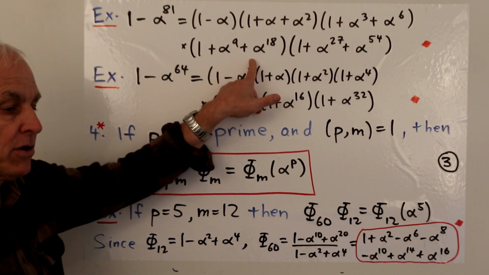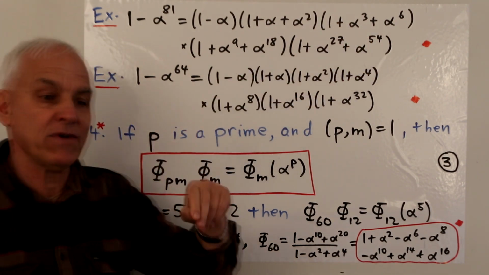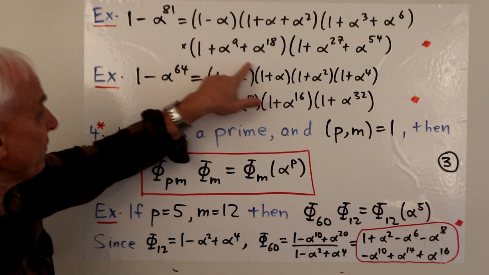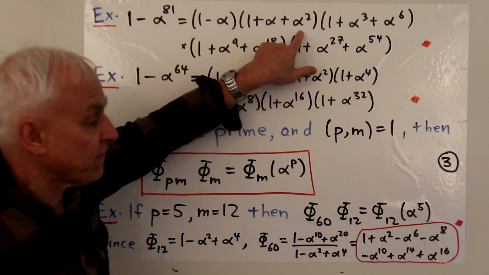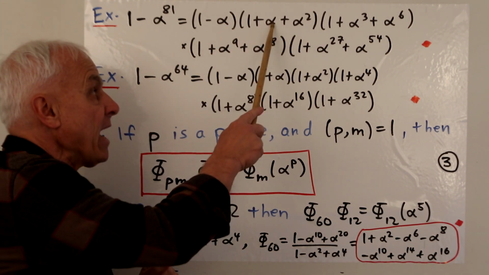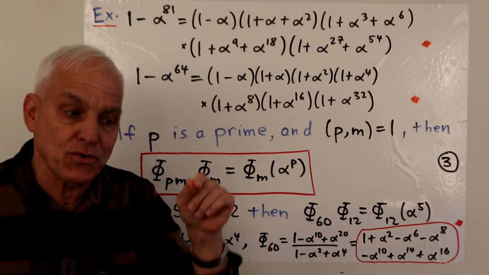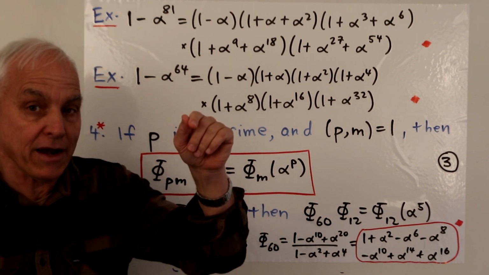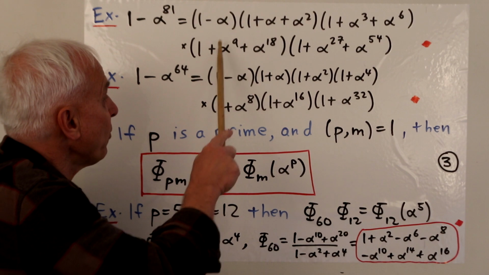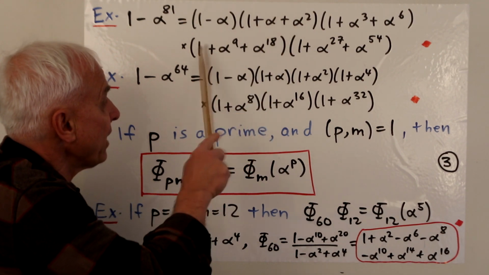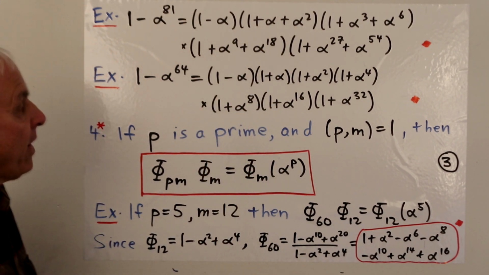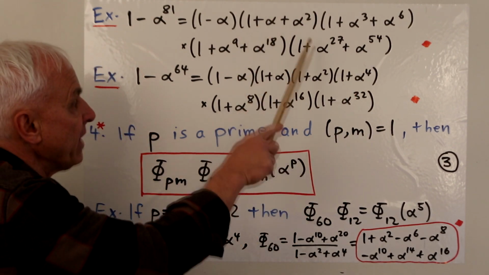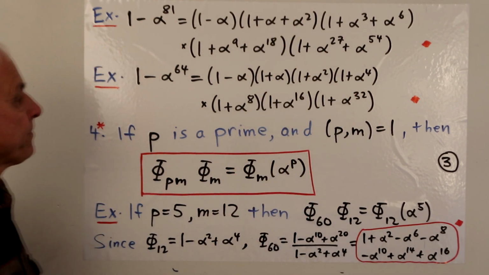Phi sub 27 is equal to phi sub 3 evaluated at 3 cubed. So you have to evaluate this. What you do is take phi sub 3 and replace the alphas with alpha to the 3 to the 2, in other words, alpha to the 9. So you replace that alpha with alpha to the 9, that alpha with alpha to the 9, and that's what you get there. And then phi sub 81 is the same kind of thing where you replace alpha now with alpha to the 27.